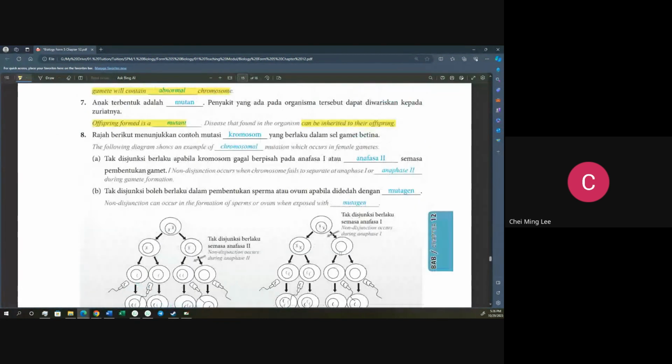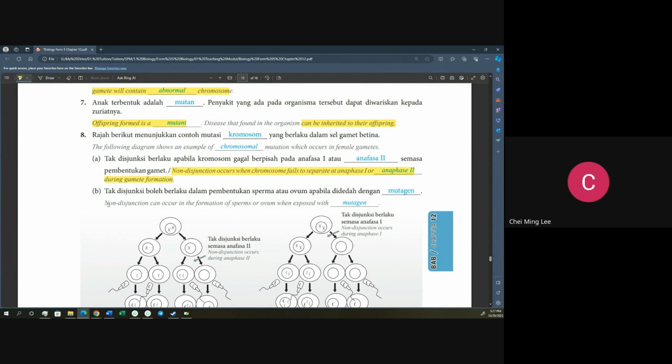So this diagram shows an example of chromosomal mutation which occurs in the female cell. Non-disjunction occurs when the chromosome fails to separate at anaphase 1 or anaphase 2 during the gamete formation. Non-disjunction can also occur during the formation of sperm or ovum when exposed to mutation.